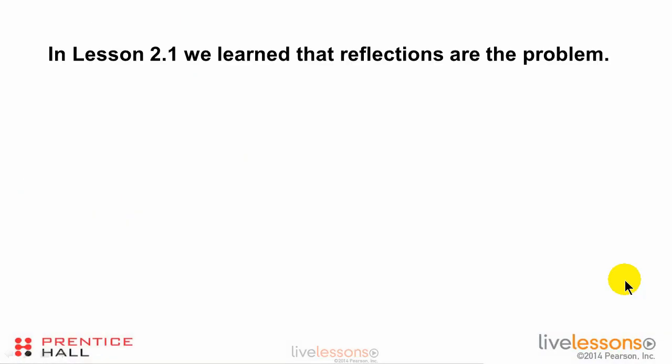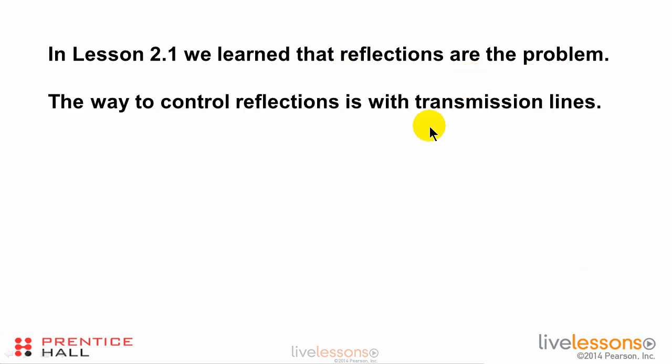In lesson 2.1, we learned that reflections are the problem. What we're going to learn in this lesson is that the way to control reflections is with transmission lines. Remember, we established a rule in lesson 2.1 that if we send a signal down a conductor, it reflects off the far end of the conductor back toward the source. And there was only one exception to that rule, and that was a very specific case.